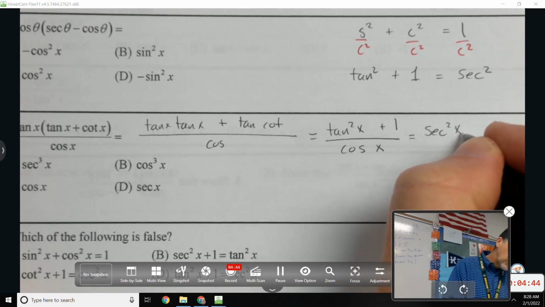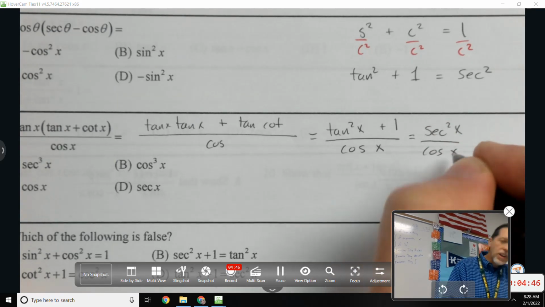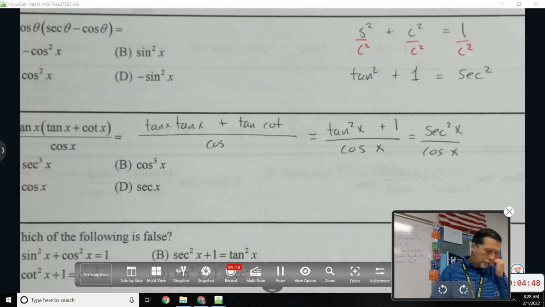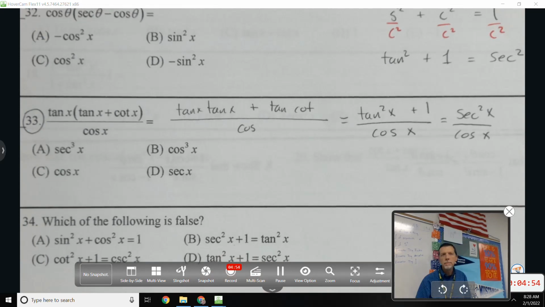So secant squared x over cosine of x. That's not one of my answer choices. Which trade do you want to make? This secant one. The secant one? Make it.